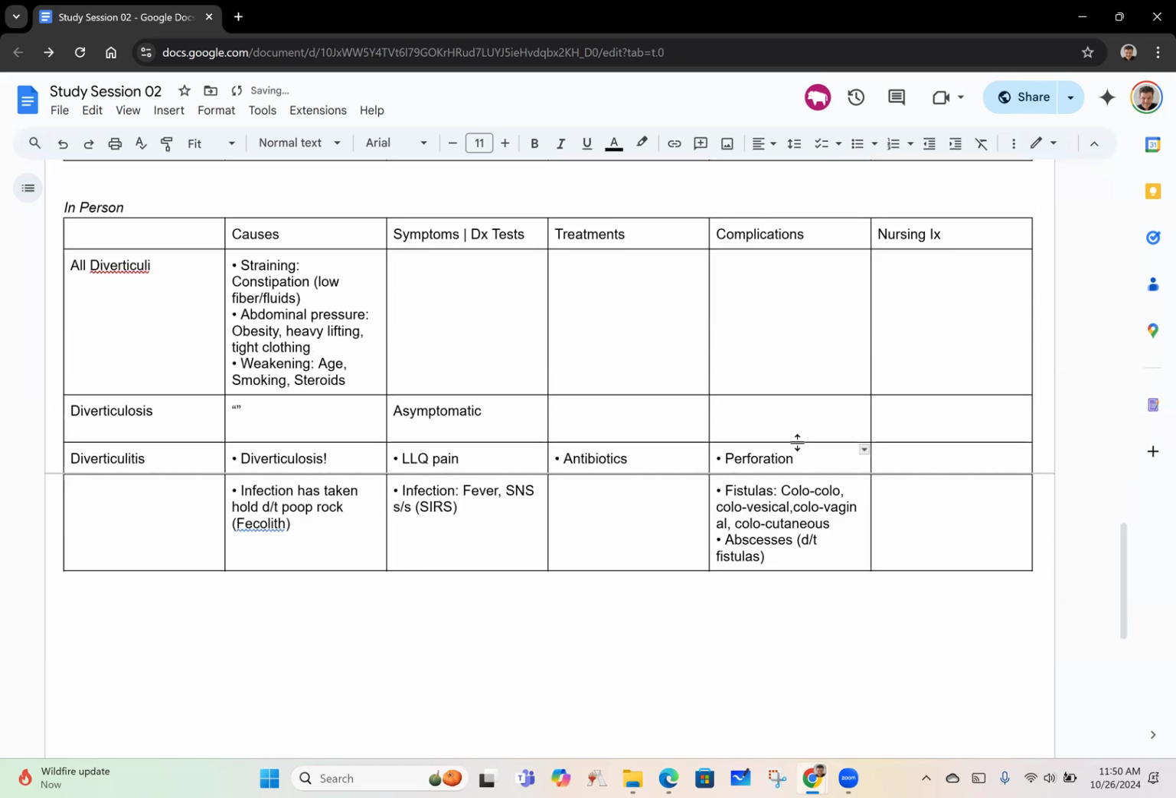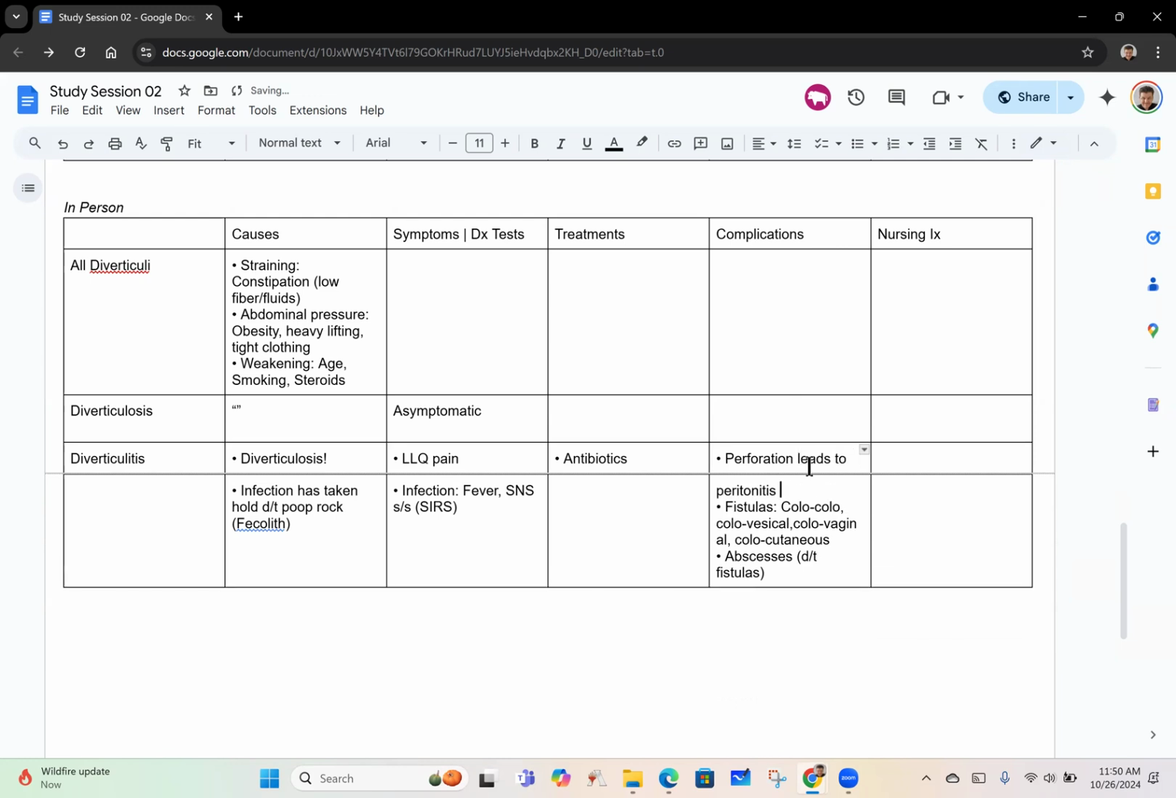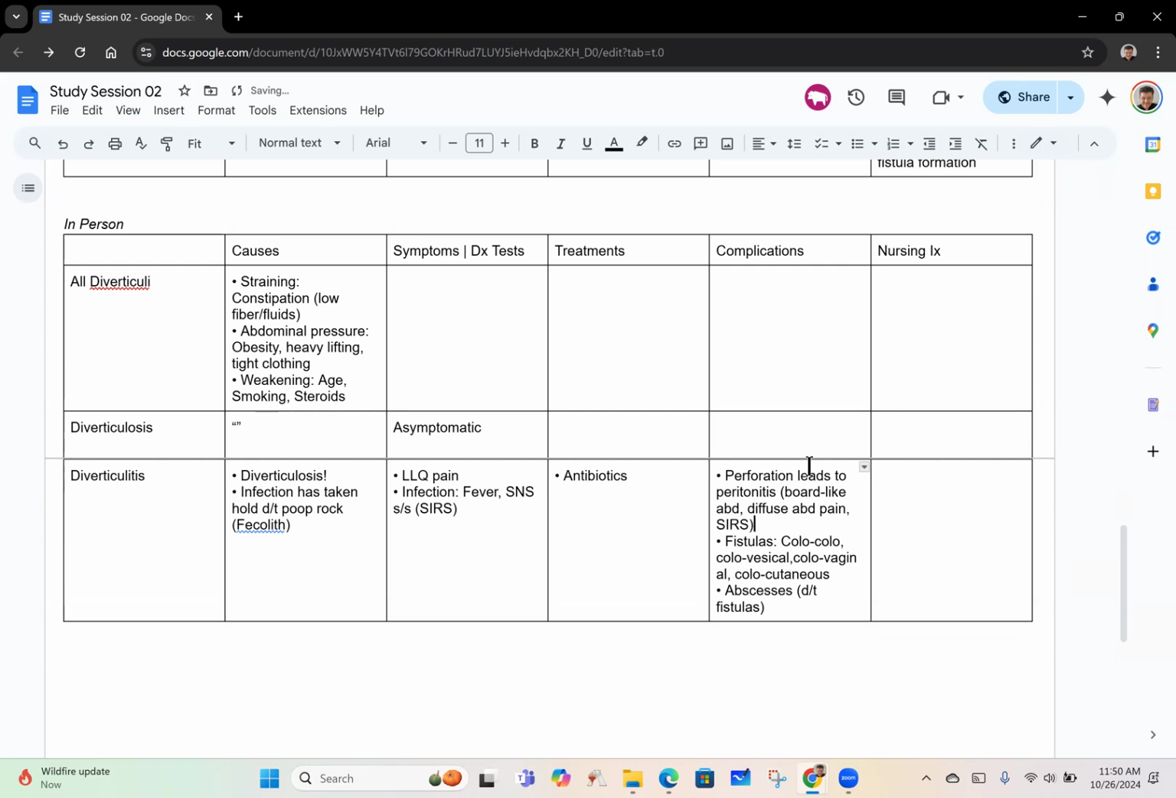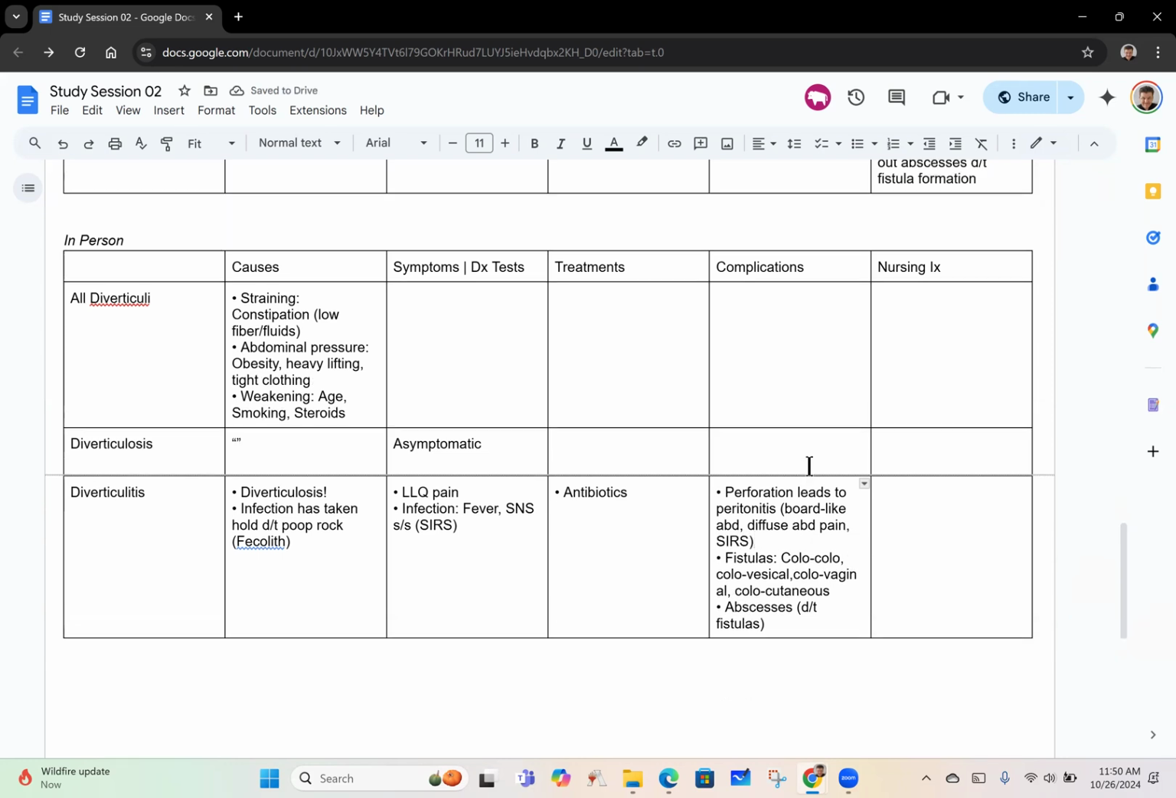Okay, and then we have perforation, which leads to what? The fancy arrow though, that leads to peritonitis, right? Which was your, or like abdomen, diffuse abdominal pain. Some SIRS too. All right, and then interventions.